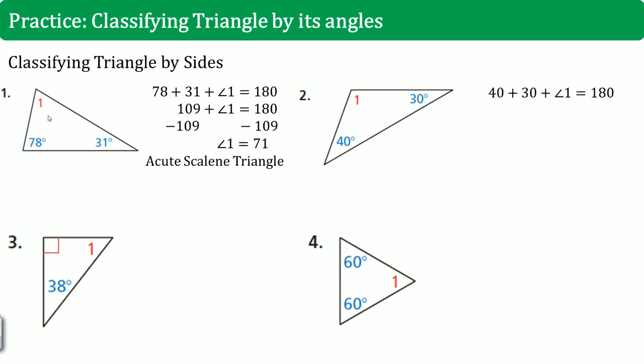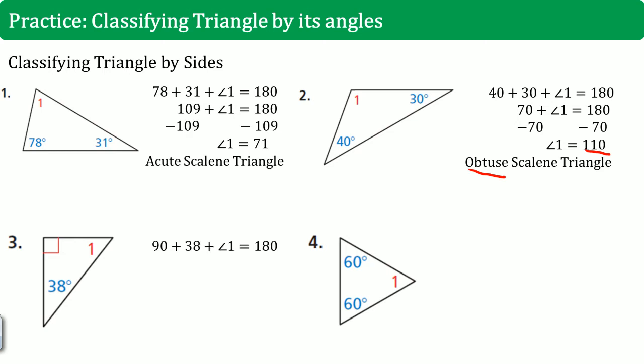Number two, set up the equation, solve for it. Angle 1 equals 110. This is considered an obtuse triangle. The reason it's considered obtuse is because this is greater than 90. It's considered scalene because none of the sides are the same. Number three, set up the equation, solve for angle 1. I got angle 1 equals 52. There's no congruent sides, but there is a 90 degree angle. So it's a right triangle.